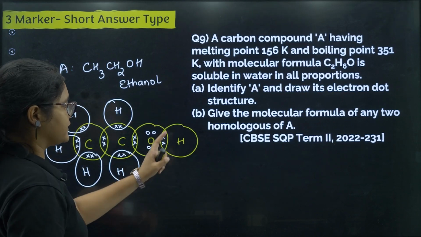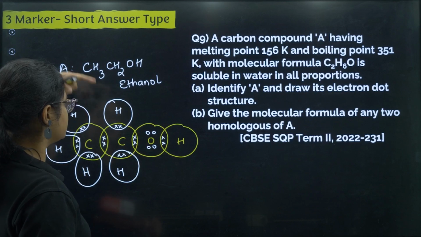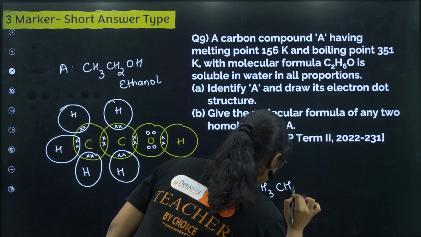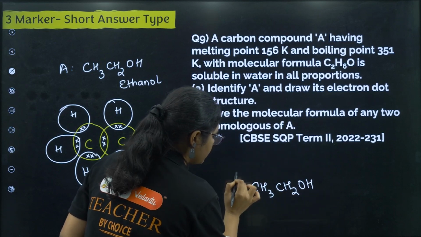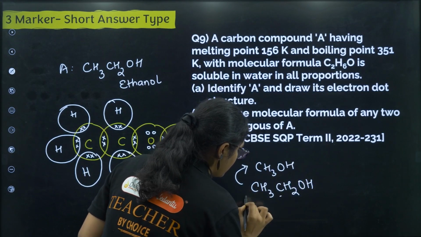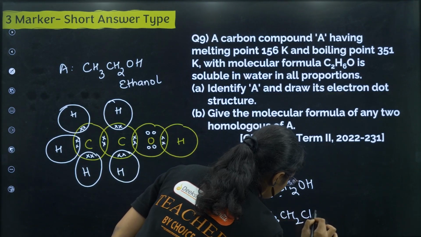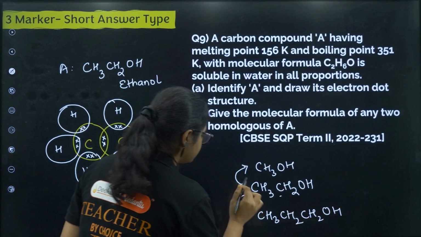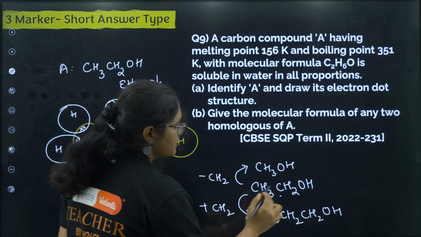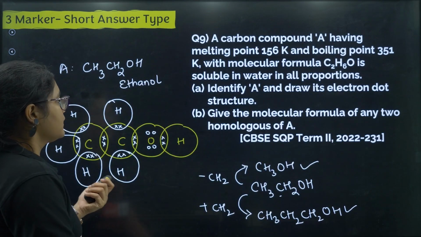Next, give the molecular formula of any 2 homologous of A. So you can just subtract. So if A is this one, homologous, I want to write one previous member, means I will remove this CH2 group. So this is one member and next member means I will add one CH2 group. So this I can obtain by minus CH2 and this I can obtain by plus CH2 group. So this can be one member and this can be a member, clear.